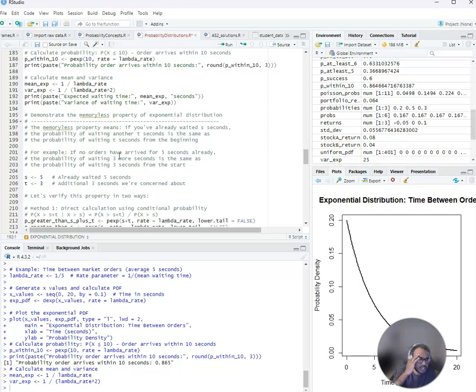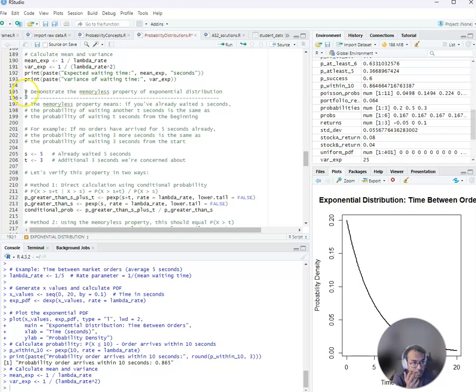So this is again the memoryless property, which means that if you've already waited for s number of seconds, the probability of waiting another t seconds is the same as the probability of waiting t seconds from the beginning. So in other words, if no order has arrived for 5 seconds already, the probability of waiting 3 more seconds is the same as the probability of waiting 3 seconds from the start. So we can verify that using this line of code.